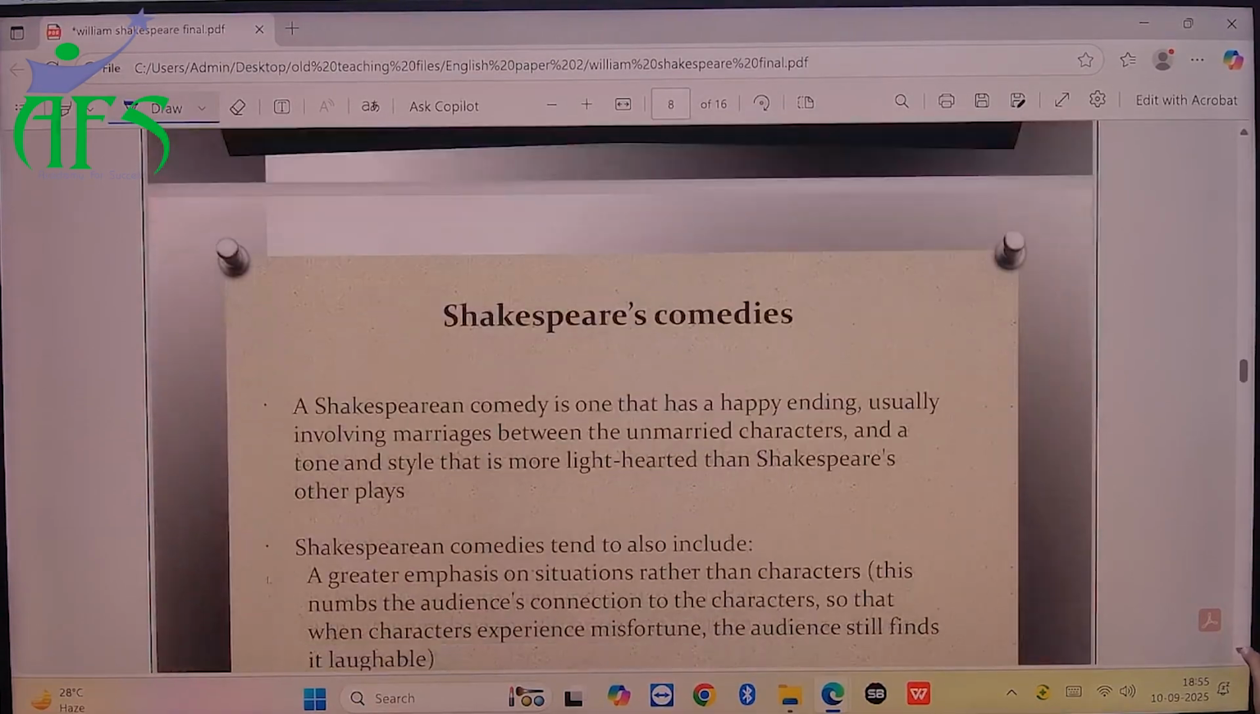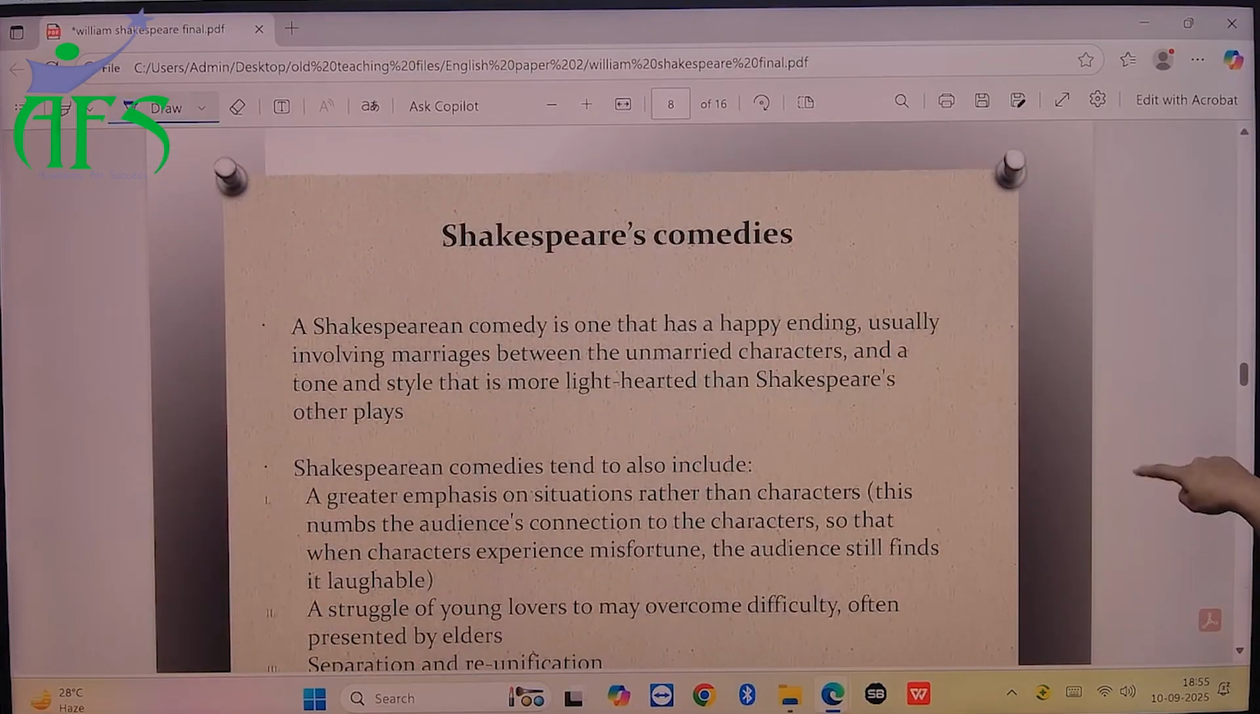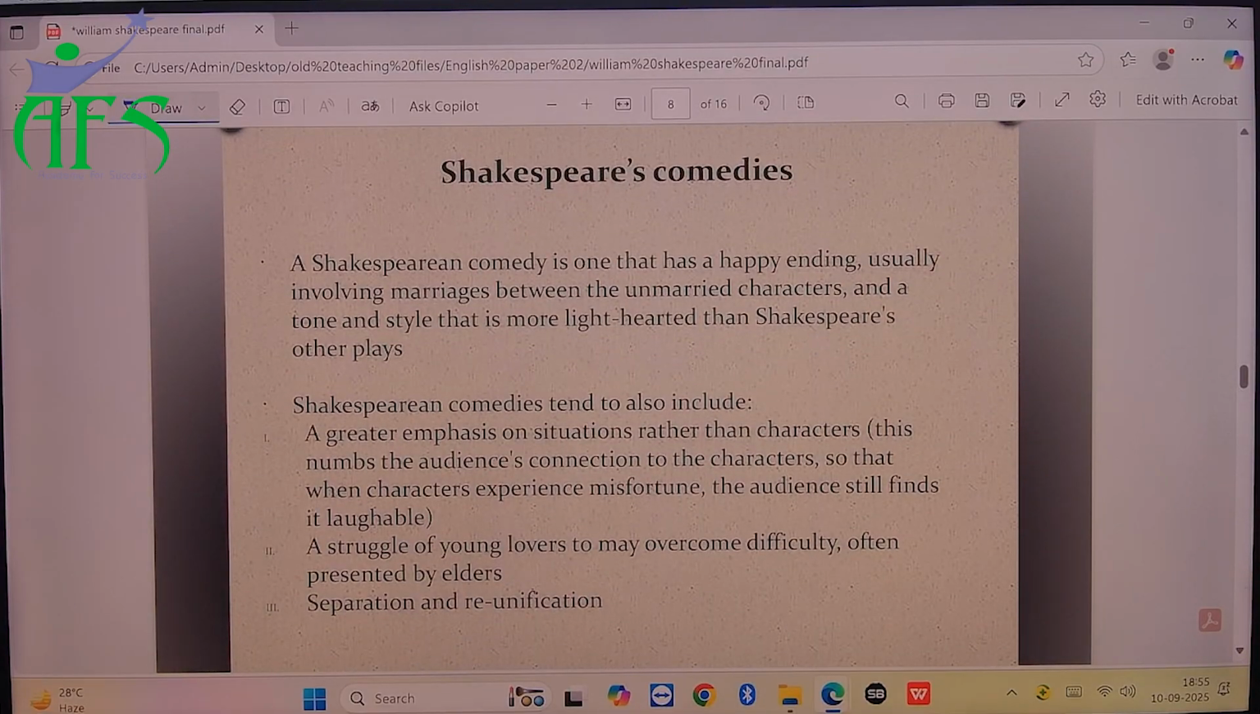Then Shakespeare's comedy. As we move forward and see the comedies written by Shakespeare, a Shakespearean comedy is one that has a happy ending, usually involving marriages between the unmarried characters, and a tone and style that is more light-hearted than Shakespeare's other plays.